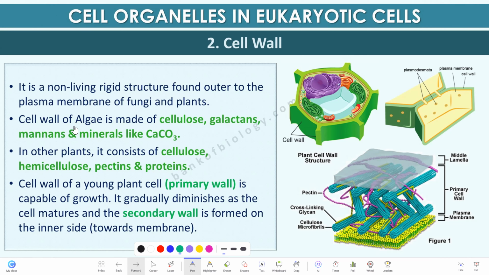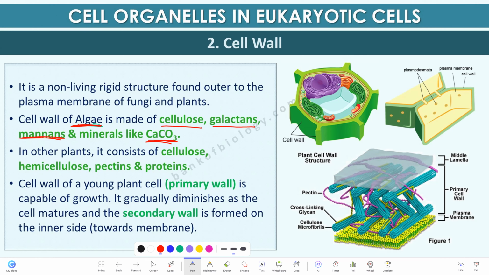If you look at algae, you find cellulose and galactans. Galactose, lactose. It's a form of sugar. And this is mannans, okay? And minerals like calcium carbonate. In algae, you find many other things. But in the other plants, what do you find? Cellulose, only cellulose. These are exceptions. So what are the substances in algae? Cellulose, galactans, mannans, and the mineral calcium carbonate. Okay, you try this learning.